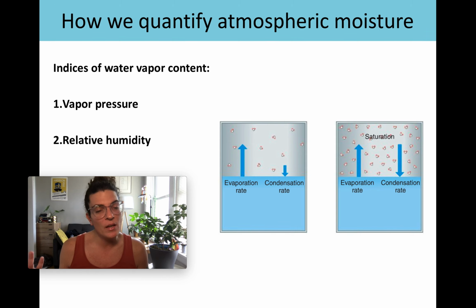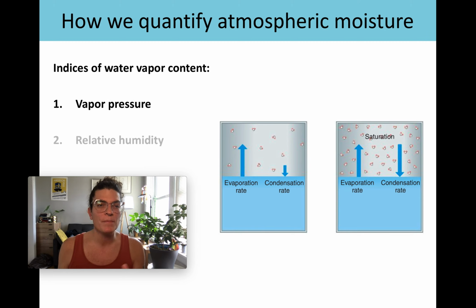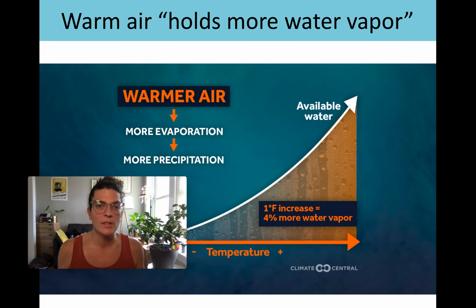Oftentimes people think that the best measure of atmospheric moisture is relative humidity. Relative humidity is actually quite complicated, and I don't know why the weather apps always show you relative humidity. I think it's a useless tool for the average human trying to interpret the weather. So we're going to get into why I think it's bad, and why you should ignore it, and why you should instead think mostly about vapor pressure, or sort of an actual quantity of water in the atmosphere rather than a relative humidity.